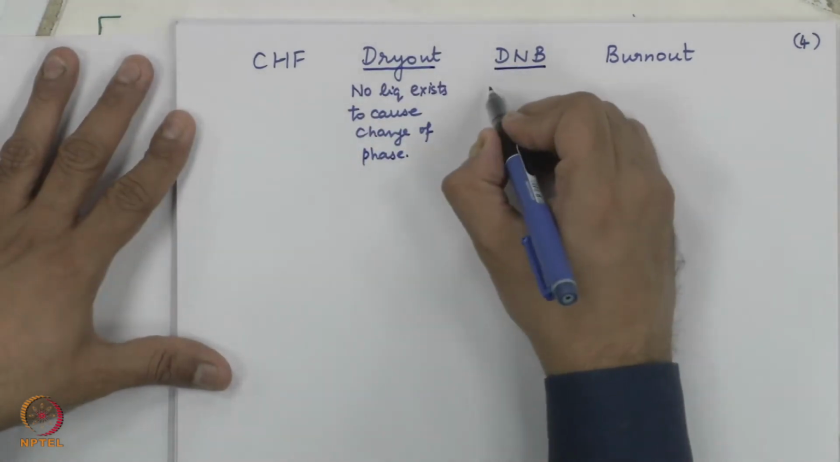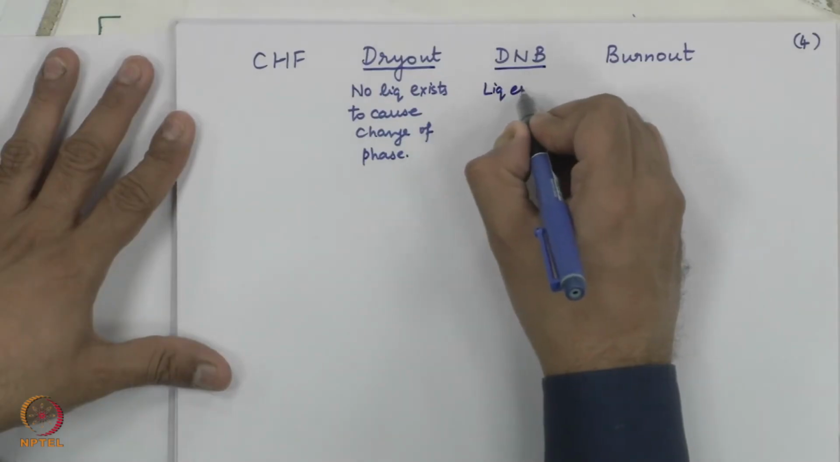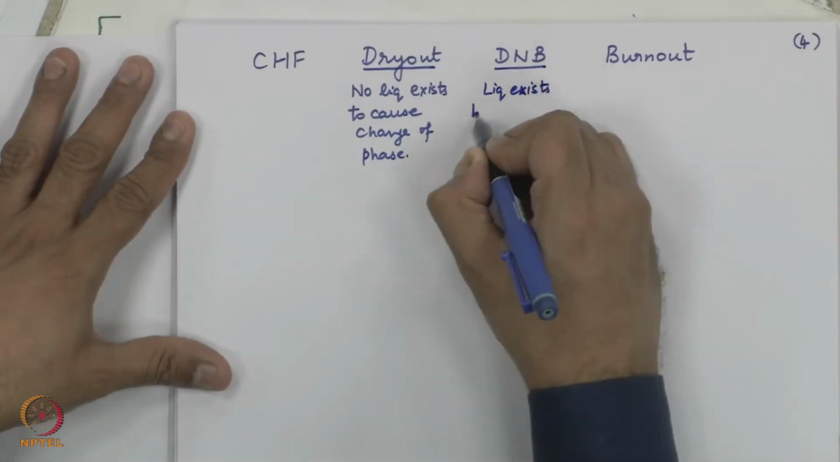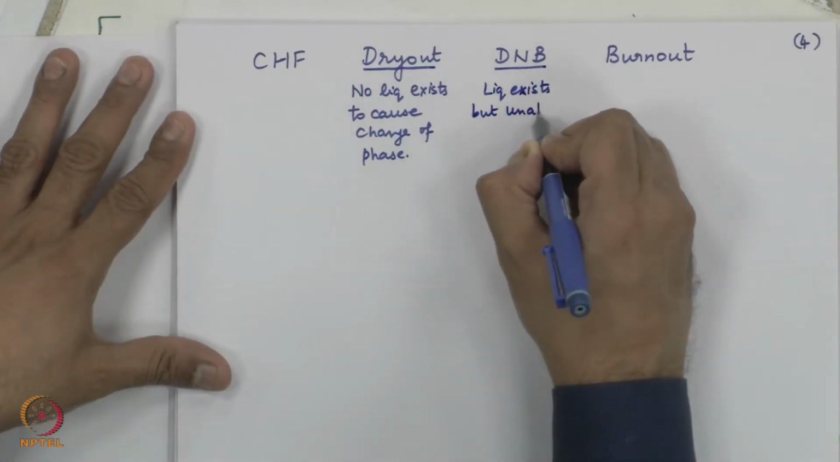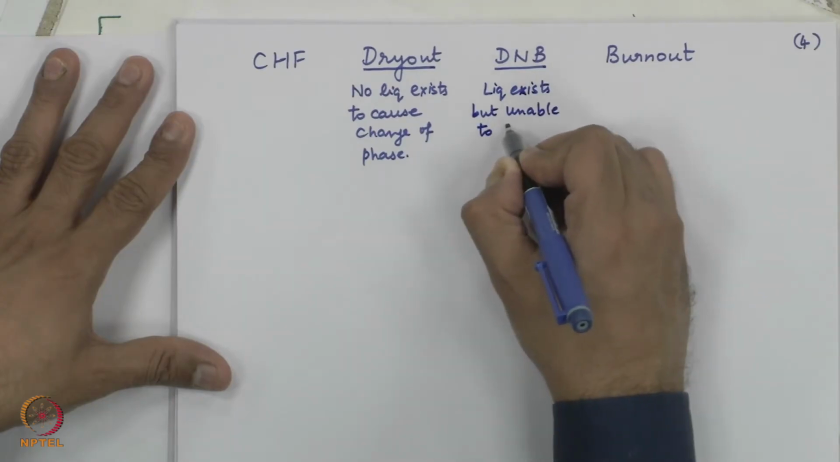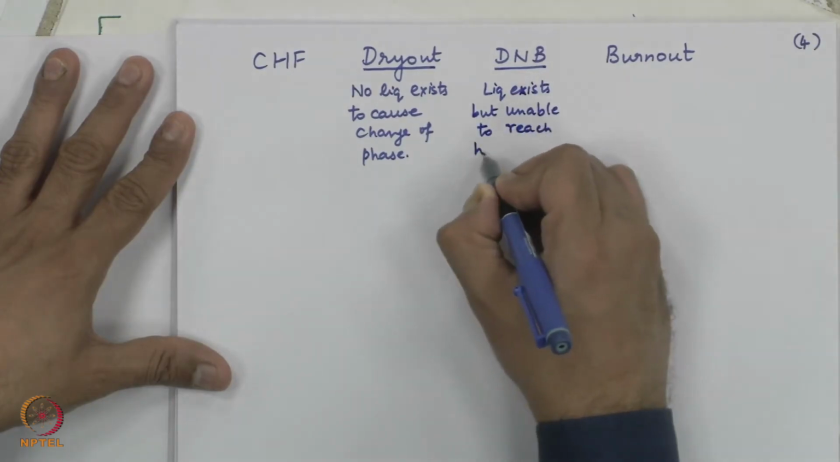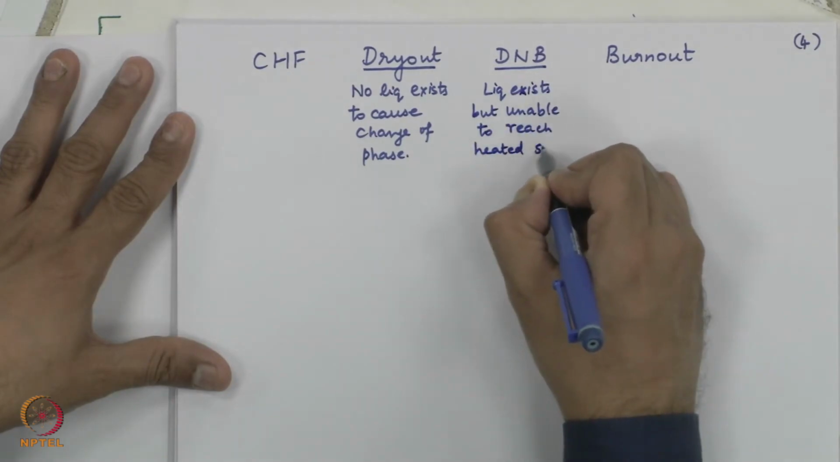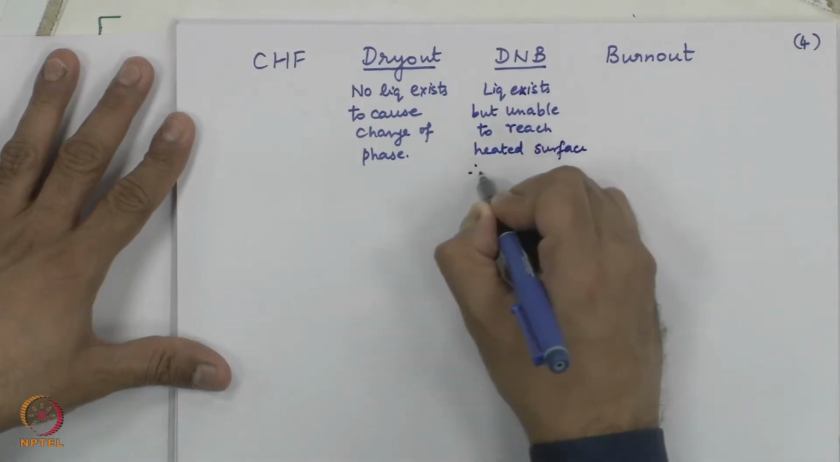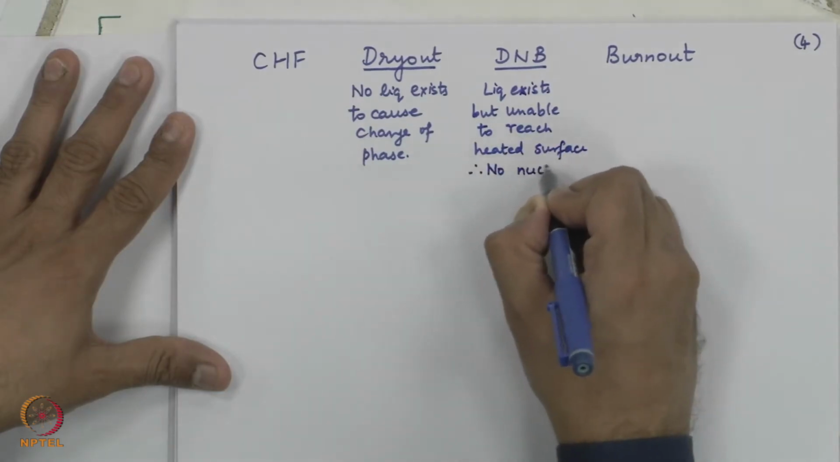DNB: liquid exists but is unable to reach the heater surface, therefore no nucleation is possible.